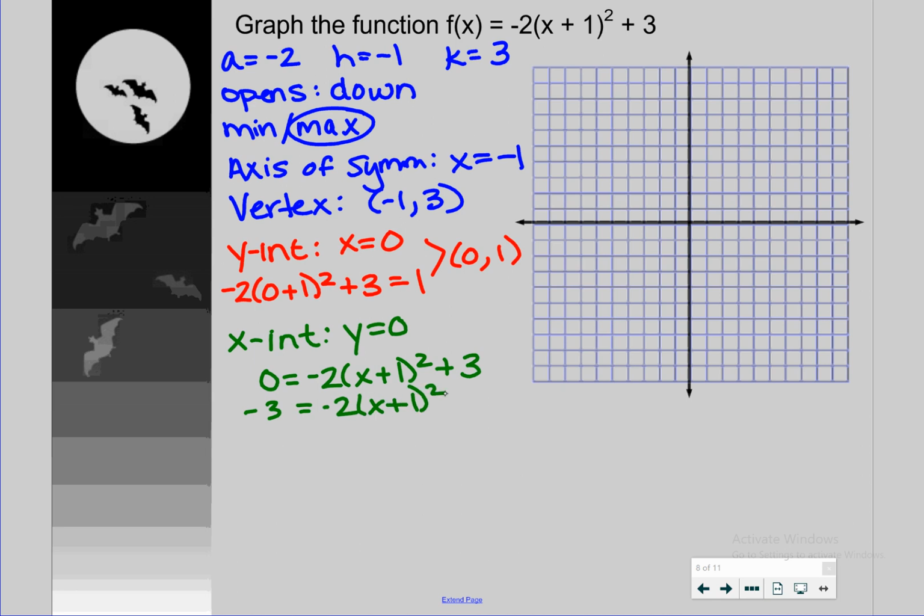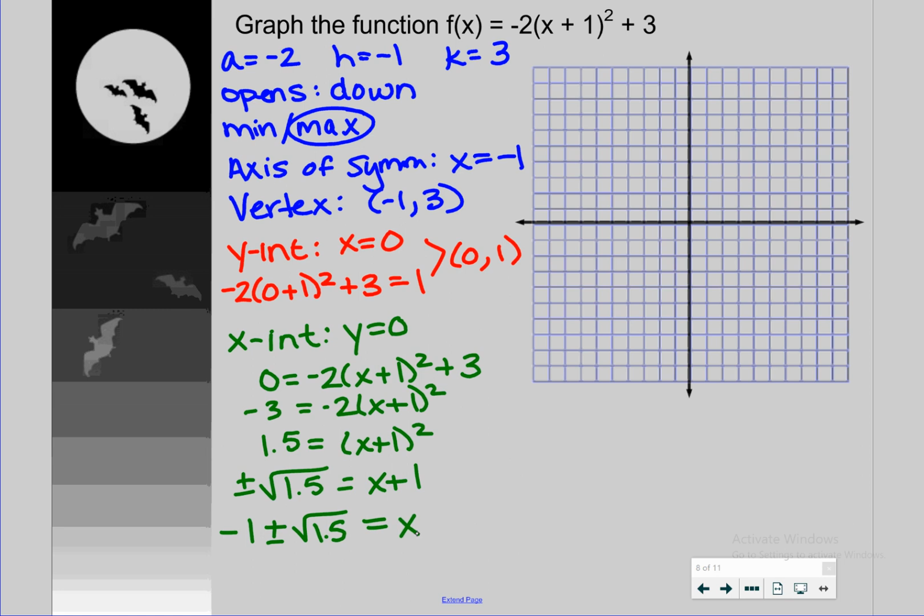Okay, subtract 3, I get -3, then what? Divide by -2. -3 divided by -2 is going to give me positive 1.5 equals (x plus 1) squared. Then what? Square root. So plus and minus. Don't forget your plus or minus. Square root of 1.5 equals x plus 1. Last step to get x alone is what? Subtract 1, and usually we're going to put it in front of the plus or minus. So -1 plus or minus the square root of 1.5.